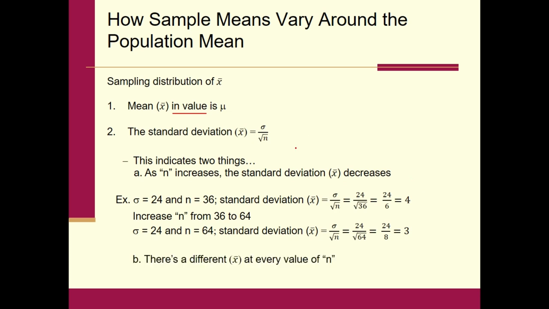The second one is this. The second thing is that there's a different sampling distribution of x bar at every value of n. So every time n changes, you get a different standard deviation. That means you get a different shape, okay? And once you get a different shape, you have a different sampling distribution for x bar.